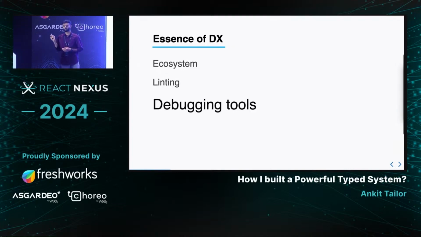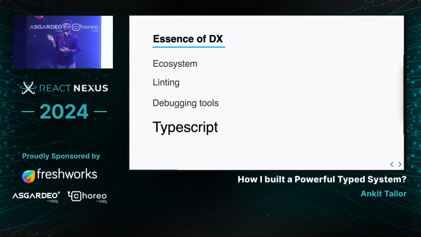Then come debugging tools. Debugging tools are really important. If you are not able to debug your code properly, or you don't have any debugging methods, then it becomes really difficult to debug the issues, and it may take a lot of your time. And last but not least comes TypeScript. TypeScript gives you really good type suggestions, it prevents runtime errors, and you can predict your errors at static time.